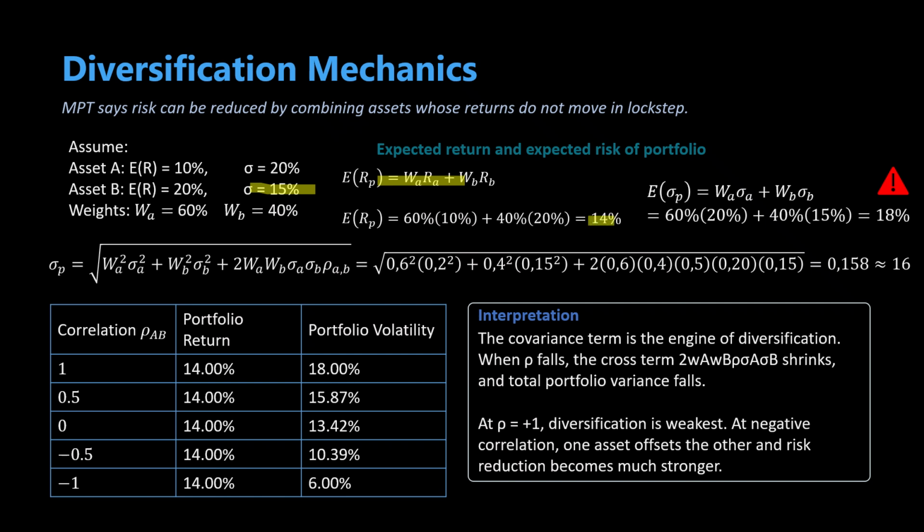If the two assets are perfectly correlated, the risk of the portfolio is simply the weighted average of the two assets, which is simply 18%. However, assuming a correlation coefficient of 0.5, the risk reduces to 15.8, or almost 16%. And this is a significant reduction in the risk level. The core mechanism is the covariance term here.